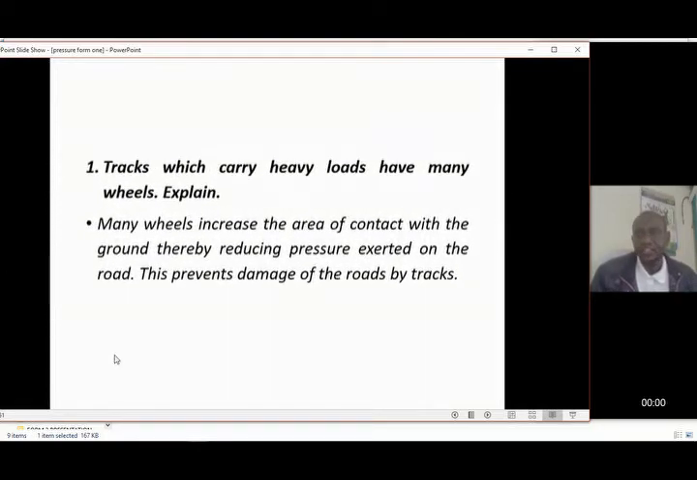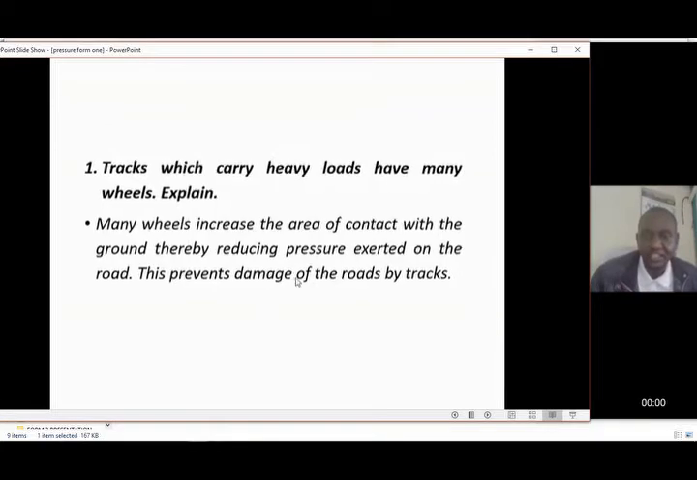A question comes in. Trucks which carry heavy loads have many wheels. Explain. Many wheels increase the area of contact with the ground, thereby reducing pressure exerted on the road. This prevents damage of the roads by trucks. I don't know whether you have ever seen where trucks pass, that road gets damaged very fast, depending on the pressure they exert on the ground. So many wheels increase area of contact, that is the marking point. And what does that area do? Reducing pressure exerted on the road. This prevents the damage of the roads by trucks.